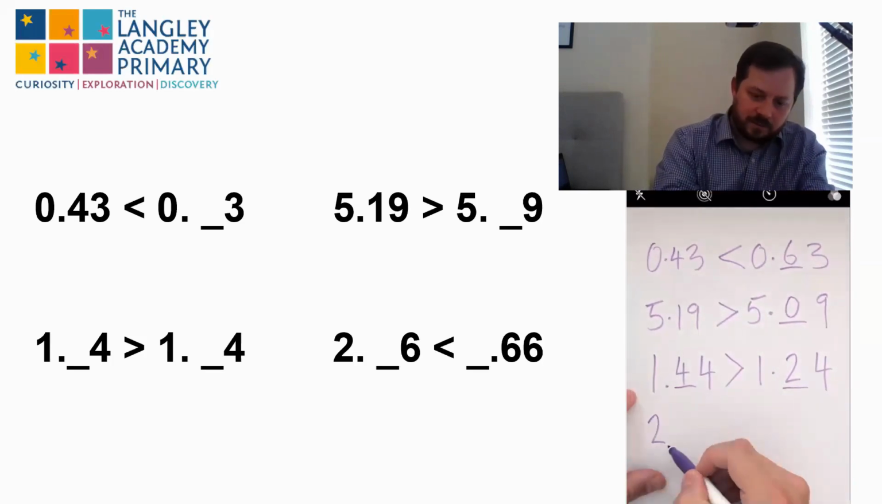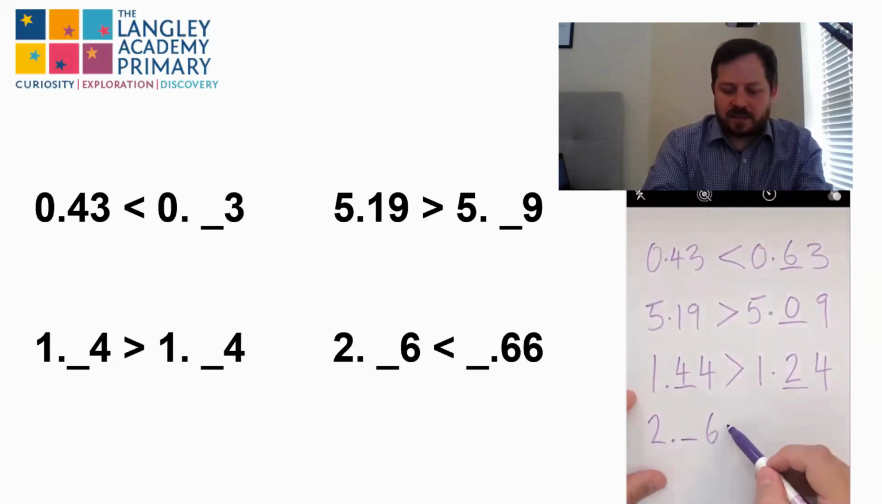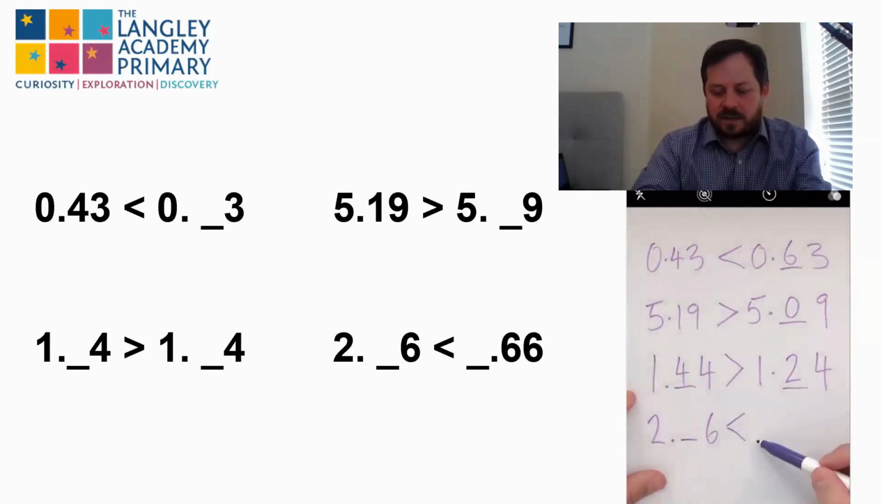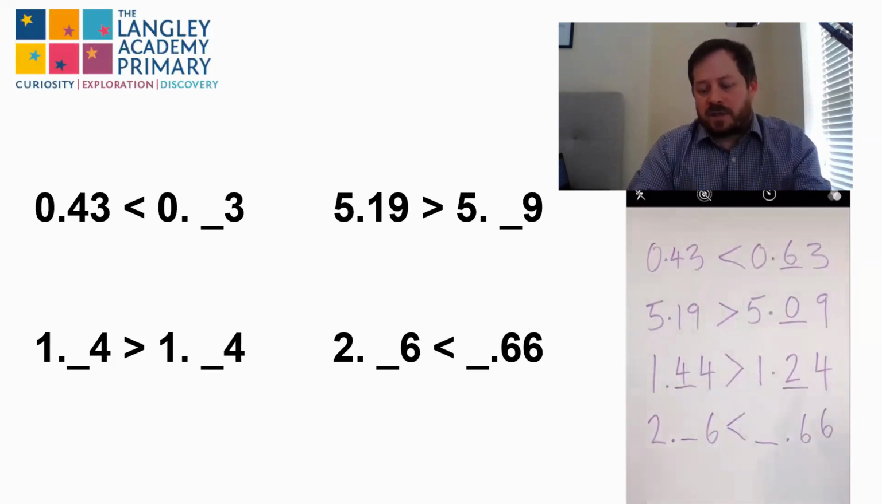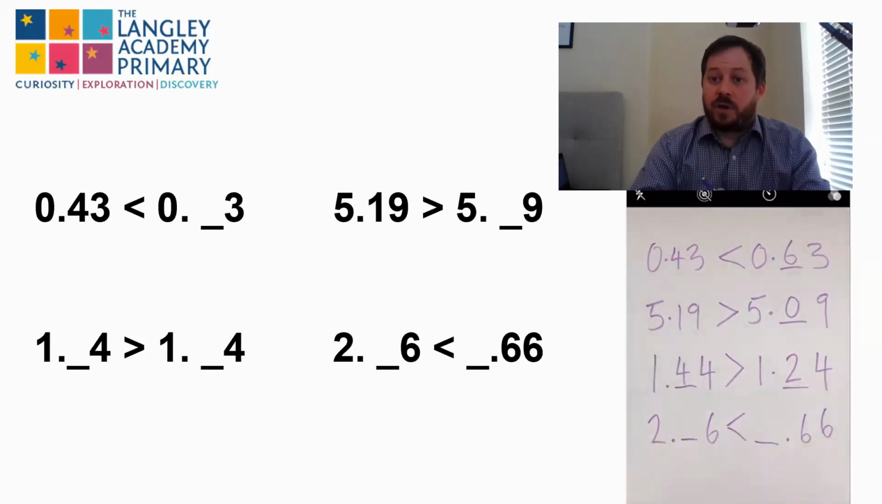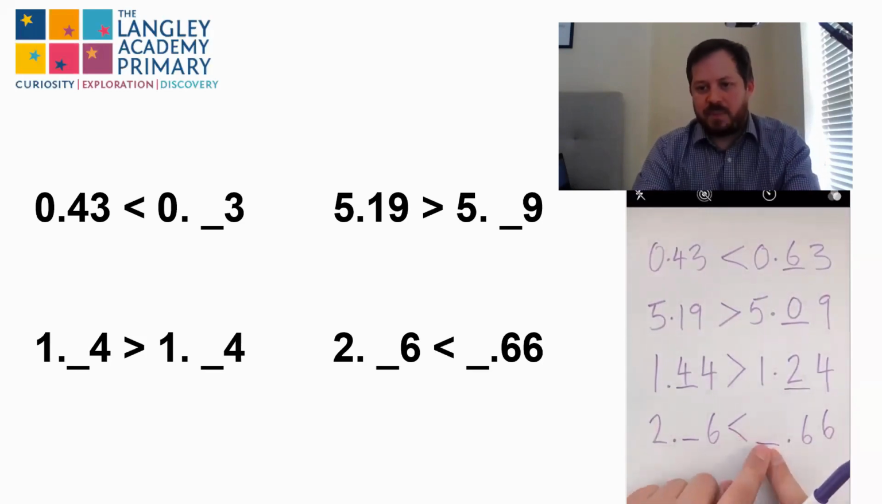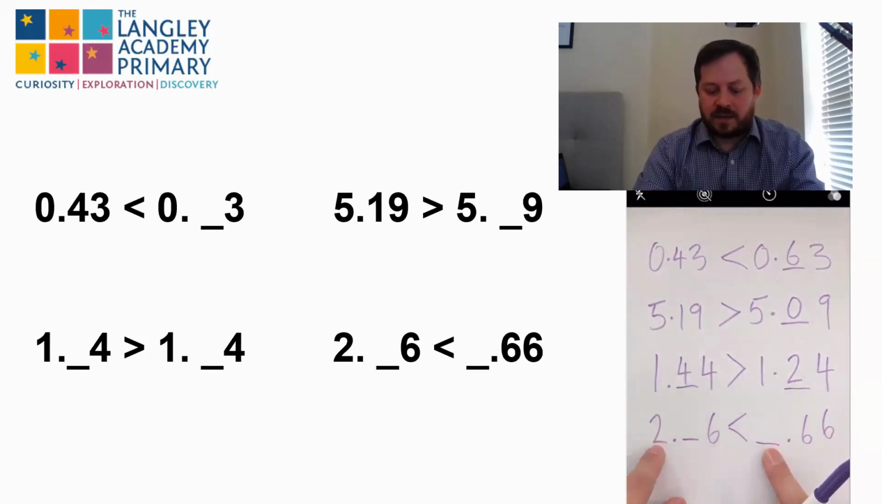Our final one is 2 point something 6 is less than something 0.66. First thing we do is we work out which one's bigger. We know this one's got to be bigger than this one. And then we look at our first column, which is our ones column, and we've got a missing number. This missing number must be, as it says here, bigger than this missing number here, this number here, which is 2.